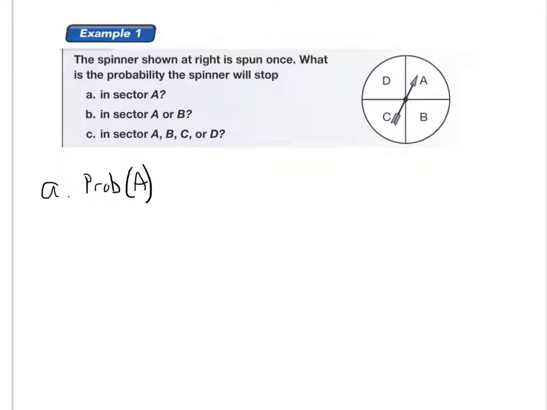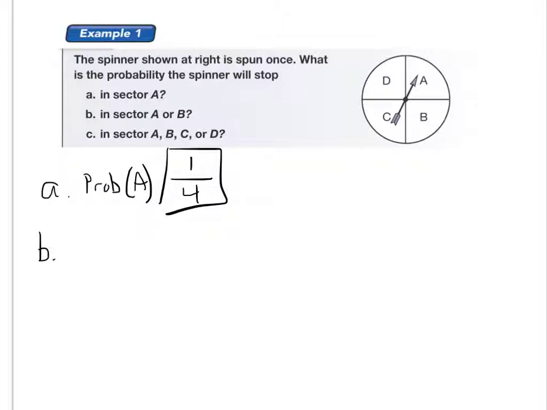Well, I know probability is the number of favorable outcomes, which in this case is landing in sector A. If I look over here, there's only one spot on this spinner that is sector A. So I'm going to put a 1 for that one spot. I'm going to put it over the number of total outcomes. Well, I can get an A, a B, a C, or a D. So there's 4 possibilities there. So there's the probability of getting an A, 1/4.